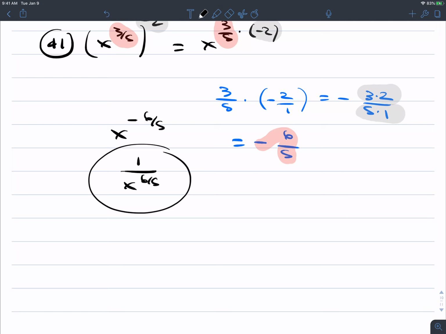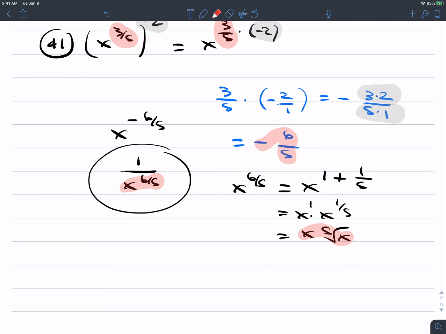And then if they said, what about a radical? Well, let's note x to the 6/5 is really x to the 1 plus 1/5, which is x times x to the 1/5, x times the 5th root of x. This expression goes on the bottom. So if you write this as a radical, this is 1 over x times the 5th root of x. Remember that these are the two answers that they'll look for.